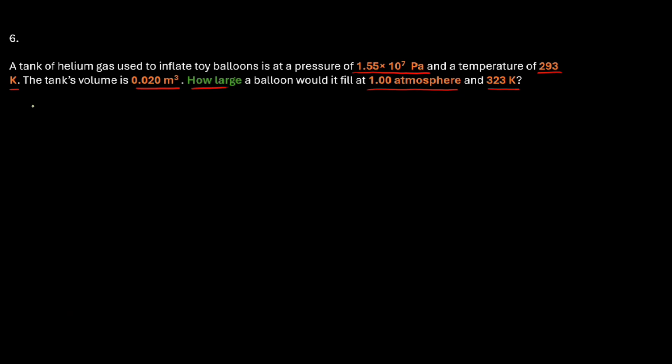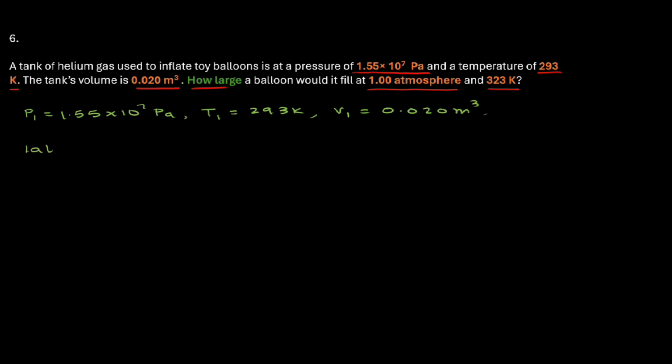Let us first write down what is given to us. I have the pressure of the helium gas, which I will write as P1 equals 1.55 times 10 to the power 7 Pascal. Then I have the temperature of the helium gas, T1, 293 Kelvin, and the volume of the tank, V1, 0.020 meter cube. And then we have to fill the balloon at 1 atmosphere.